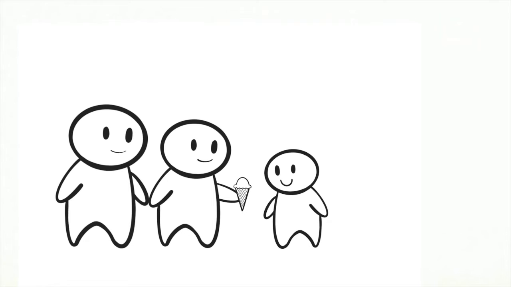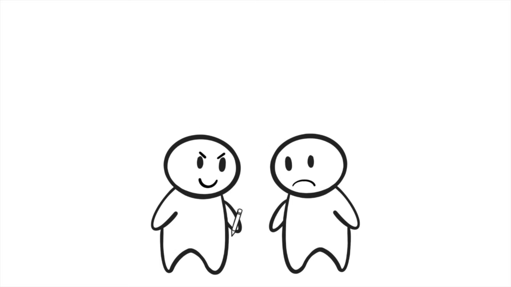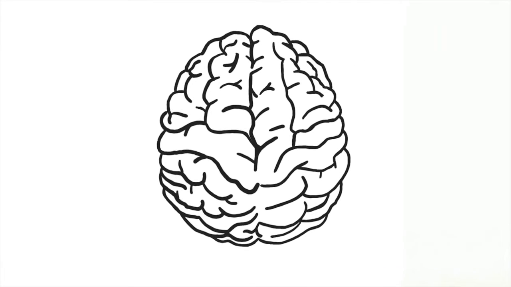Have you ever wondered why you feel happy or sad sometimes? No, it isn't because your parents got you ice cream or because your friend stole your favorite pencil. You see, there are a lot of things going on underneath the surface. Here's what's happening inside your brain.